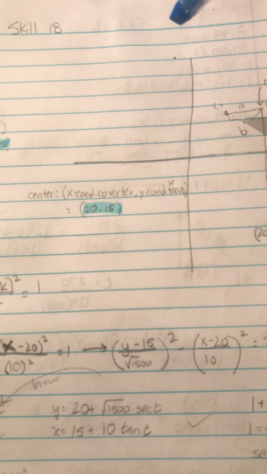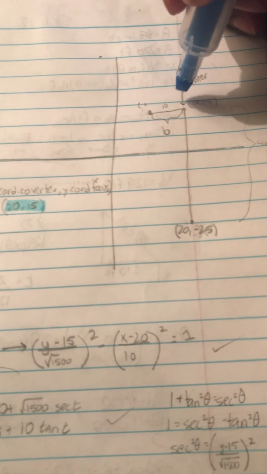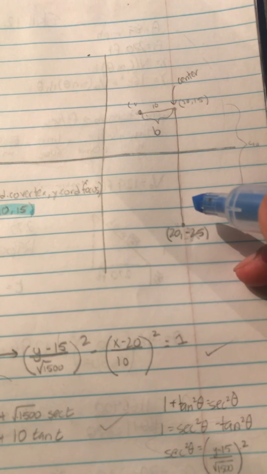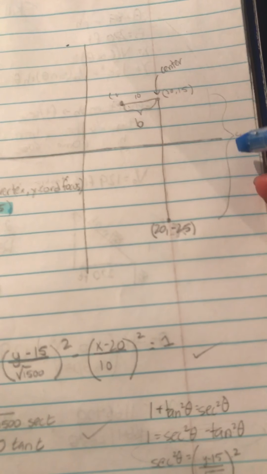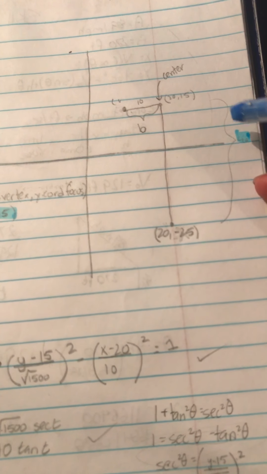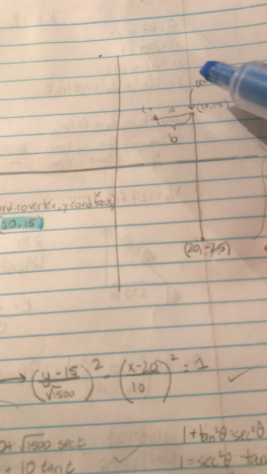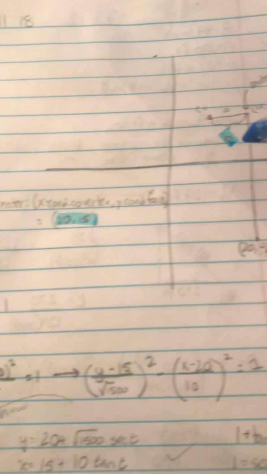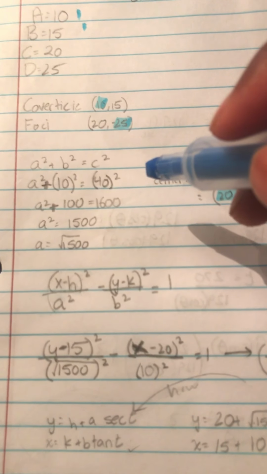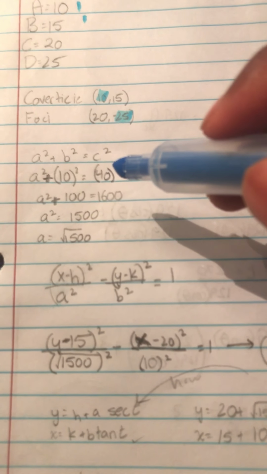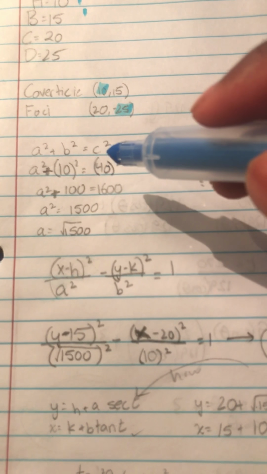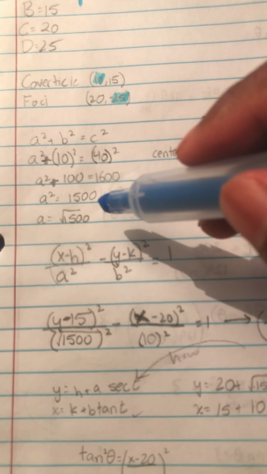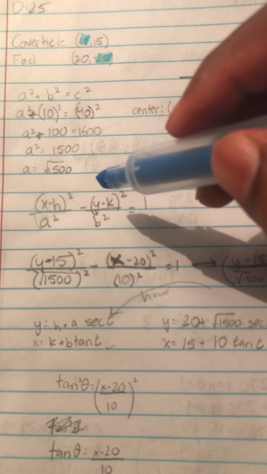So from that we can see that the distance from the center to the focus is 40, and that'll end up being our C value. And then the distance from the center to the covertex is 10, which is our B value. We can put those into our Pythagorean theorem to find A, which is the last thing we need for the equation. So after we plug this in and go through basic math, we get that A equals square root of 1500.